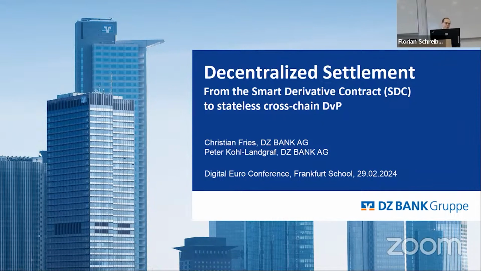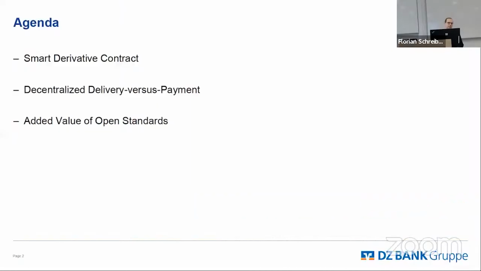So let me start. Let's have a look at the agenda. Smart derivative contract: this is a protocol for digital derivatives. Christian will present a decentralized delivery versus payment for securities. And in the third section, we will touch on the added value of open standards again, which I just emphasized here in the beginning.